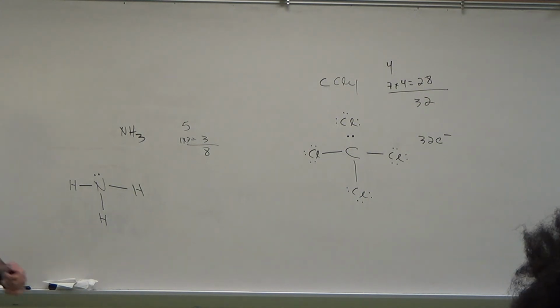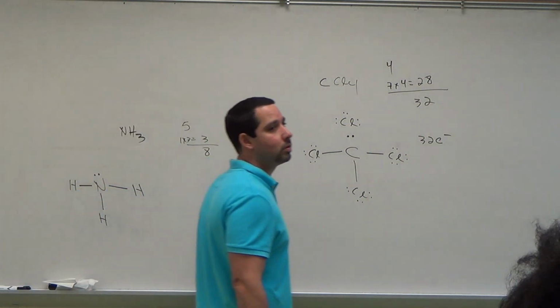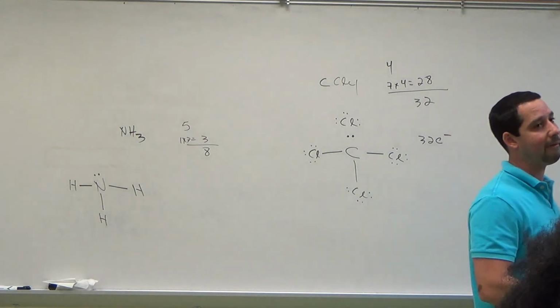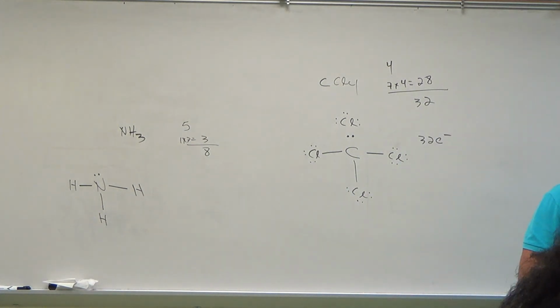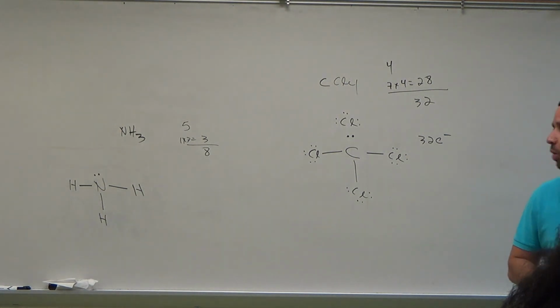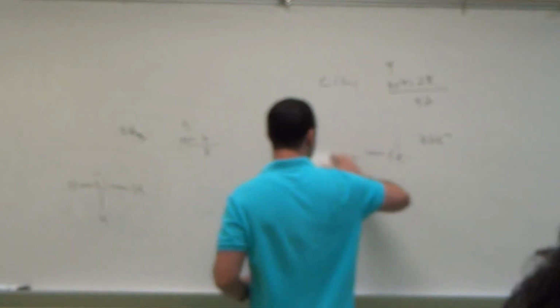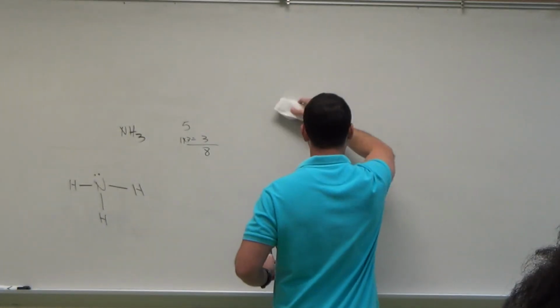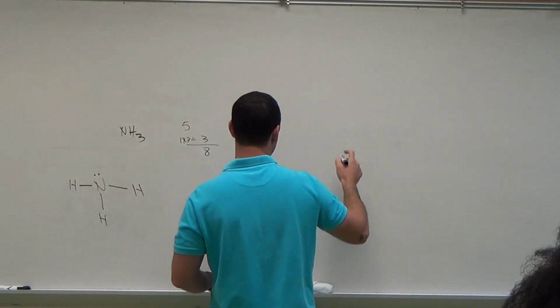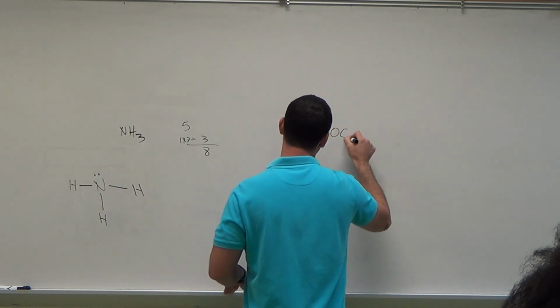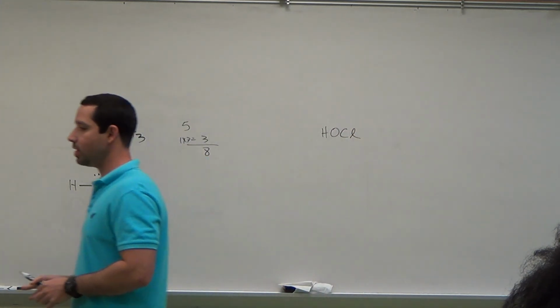Isn't the central atom the one that's supposed to be further from having a full 8 electrons? The one that makes the most bonds, that's the one you're going to make the central atom. And don't worry about anything else. Okay, how about this? Let's do this one.